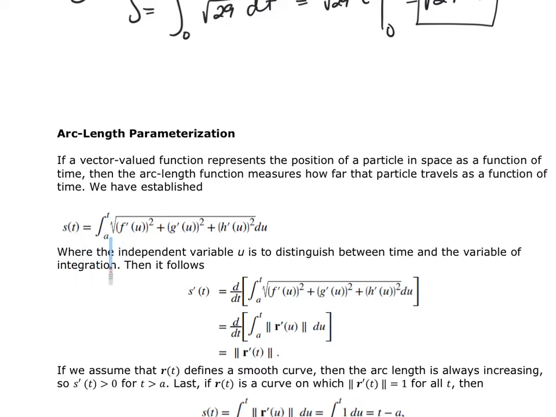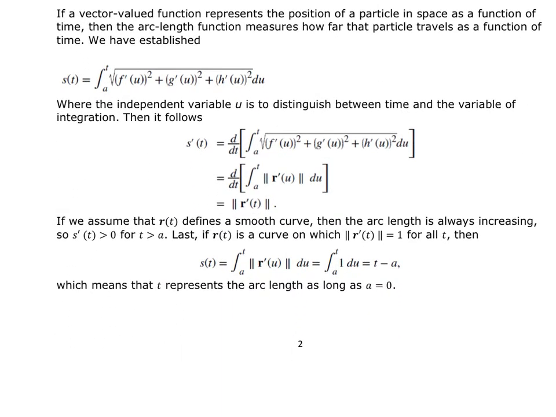And so we have this, the square root of f prime of u squared, g prime of u squared, and h prime of u squared du. The reason we're using u is to distinguish between the time and the variable of integration. So that's why we're introducing this dummy variable, just to make it easier for us.